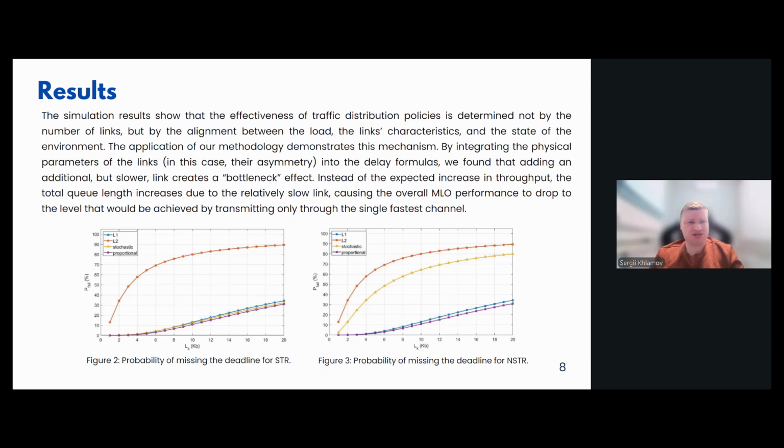By integrating the physical parameters of the links, in this case asymmetry, into the delay formulas, we found that adding an additional but slower link creates a bottleneck effect. Instead of the expected increase in throughput, the total queue length increases due to the unreliability of the slow link, causing the overall MLO performance to drop to the level that would be achieved by transmitting only through the single fastest channel.